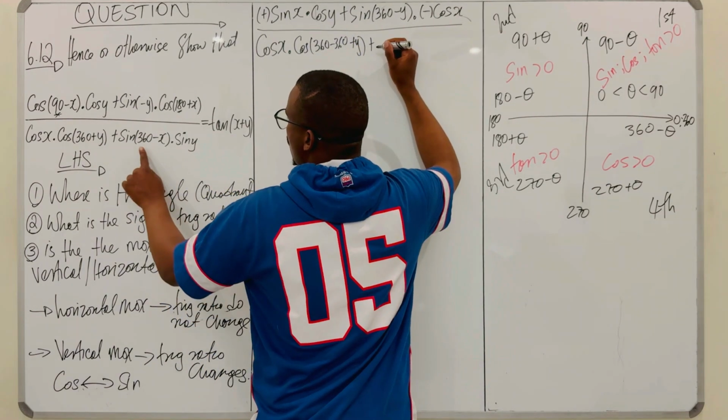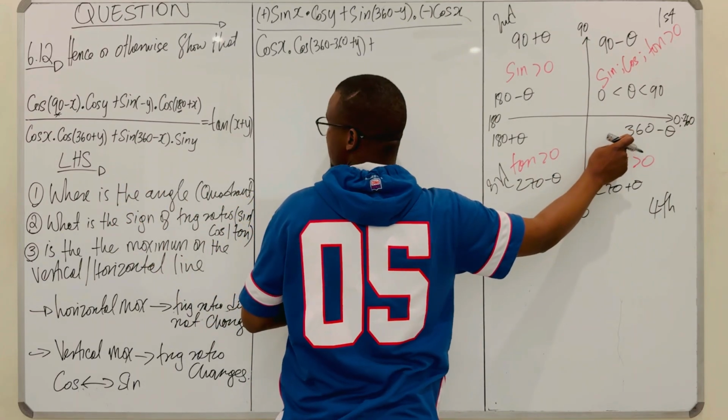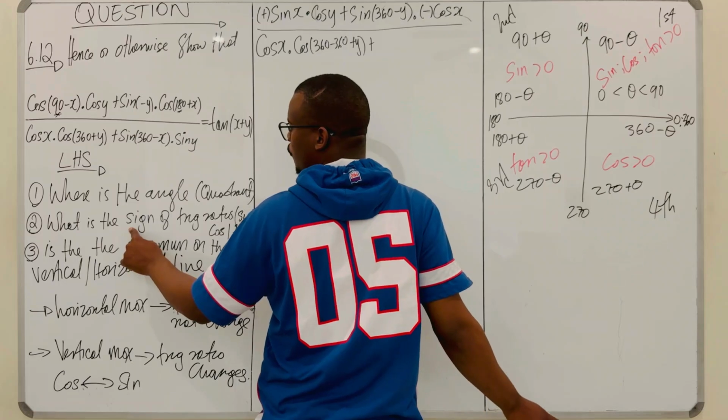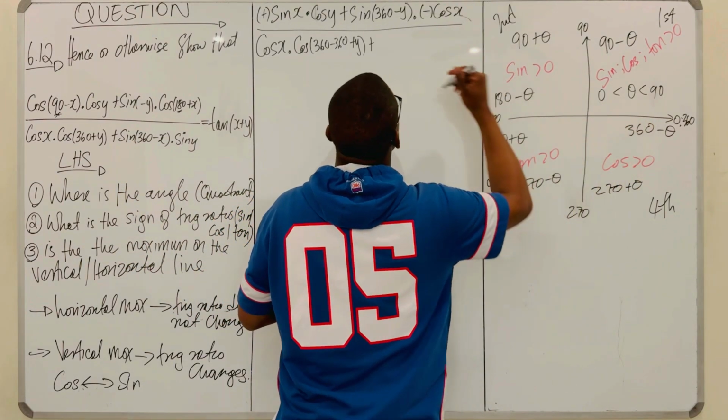Plus 360 minus. Where is 360 minus? 360 minus is on the fourth quadrant. What is the sign of your sine there? On the fourth quadrant, only cos is positive. The others are negative, so it's negative.